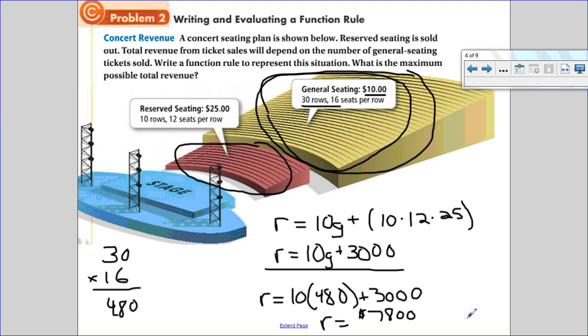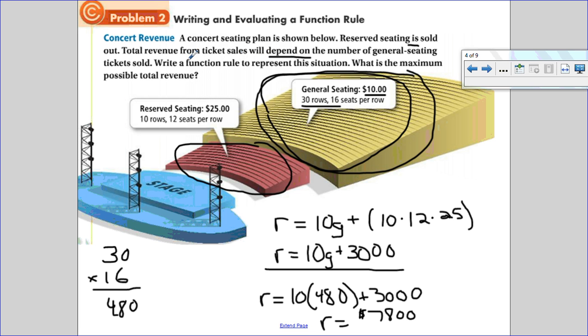And those are functions. So what you have to do, make sure that you're paying attention to words like, okay, reserved seating is. Is usually equals. So reserved seating is means equals. Sometimes it also, total revenue, ticket sales will depend on. So here's another one, depend on. It's the same thing. But reserved seating is sold out, so it equals, meaning it equals being sold out.